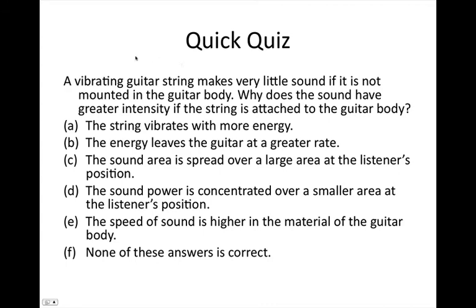Okay, quick quiz, this is quite difficult. A vibrating guitar string makes very little sound if it is not mounted in the guitar body. Why does the sound have greater intensity if the string is attached to the guitar body? A, the string vibrates with more energy. B, the energy leaves the guitar at a greater rate. C, the sound is spread over a large area at the listener's position. D, the sound is concentrated over a smaller area at the listener's position. E, the speed of sound is higher in the material of the guitar body. Or F, none of these is correct. Okay, now this one's really quite hard.